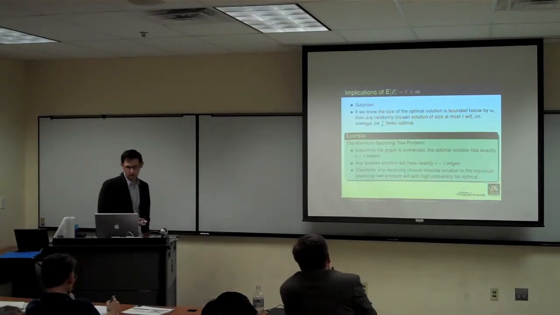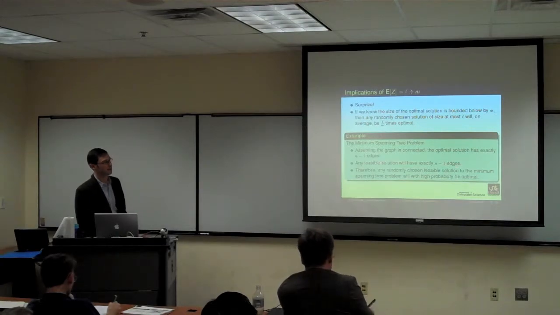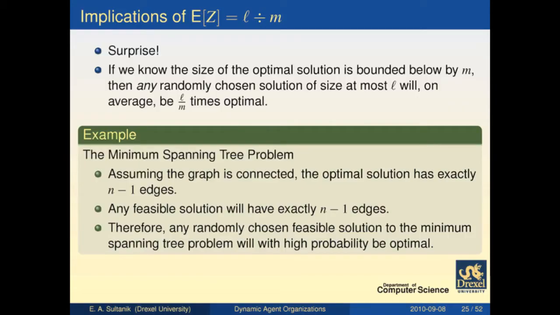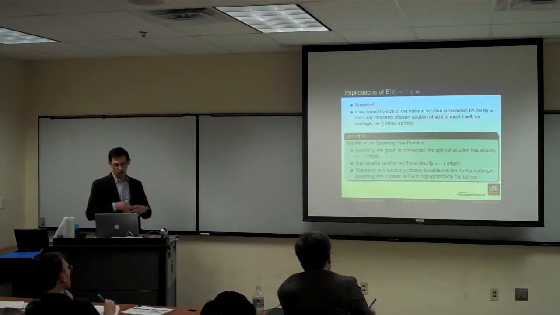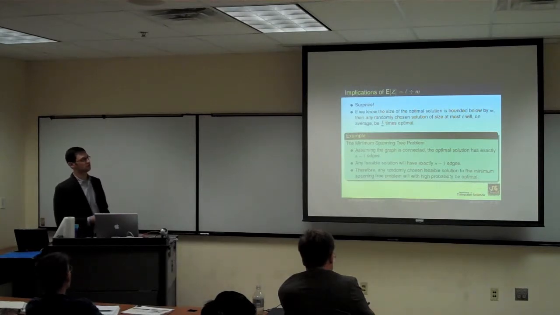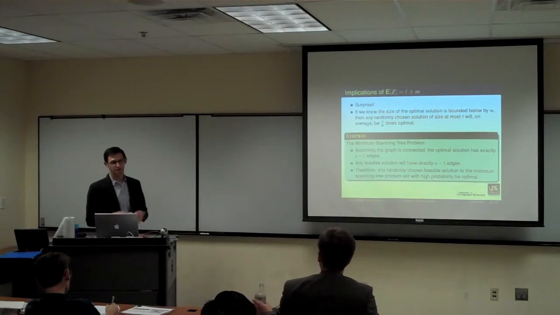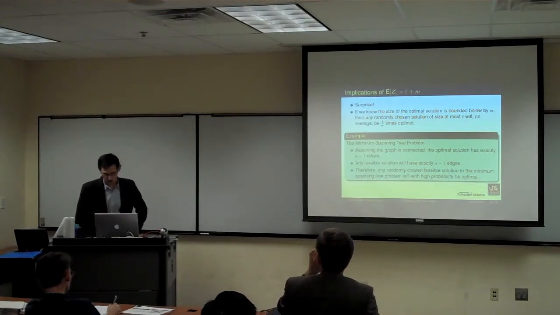This has even stronger implications for the minimum spanning tree problem because the bounds on L and m are the same. That means that any randomly chosen feasible solution to the minimum spanning tree problem will with high probability be optimal. And this is regardless of which algorithm you use. If you can enumerate all possible minimum spanning tree feasible solutions and choose a feasible one at random, on average, it's going to be optimal.